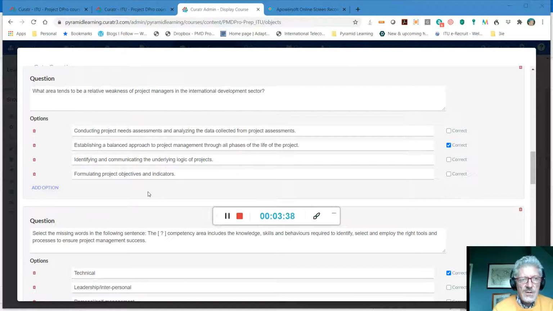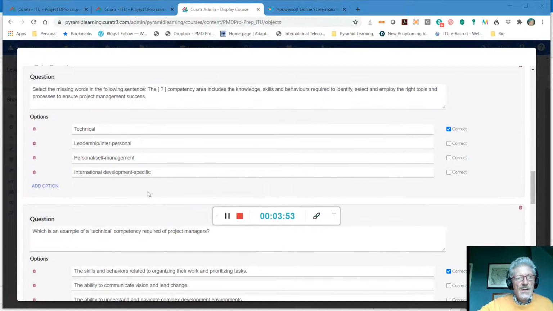The third option, identifying and communicating the logic, our sector's good at that. That's what log frames are for. And then finally, formulating objectives and indicators. Again, I don't really see a problem about this. It's not a weakness. The next one, complete the missing words. Well, the answer here is A, technical, simply because in project management, in Project D Pro, the technical competence area is all about the tools required to manage the project.